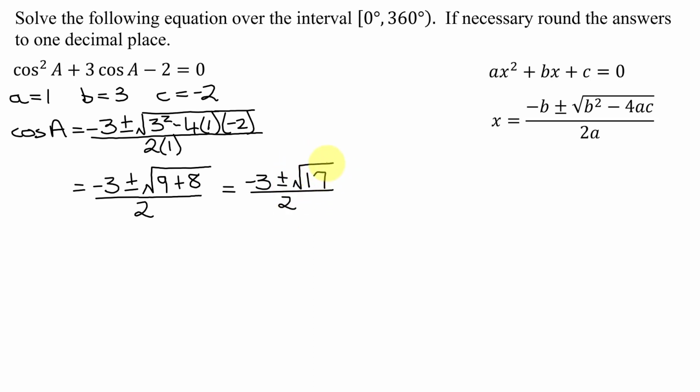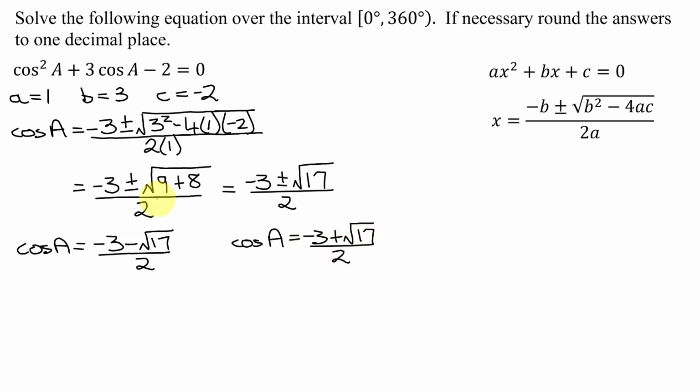The square root of 17 does not simplify, so I'm going to have to find decimal approximations. So I'm going to say the cosine of A equals negative 3 minus the square root of 17 over 2, or the cosine of A is negative 3 plus the square root of 17, all divided by 2. I'm breaking it up into its two solutions. Now I need to go get my calculator.